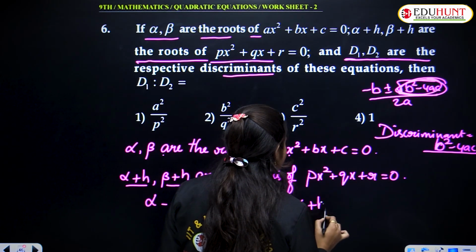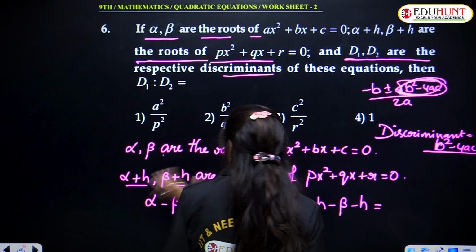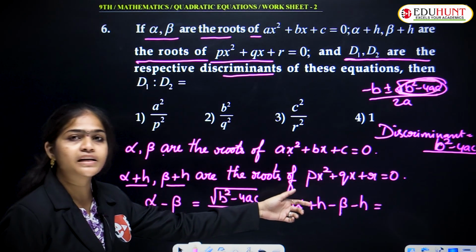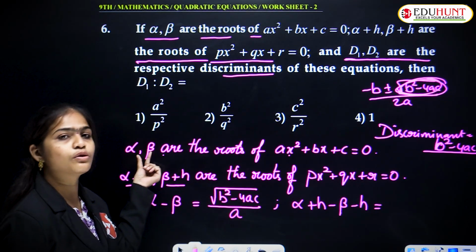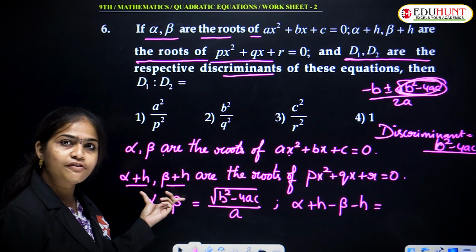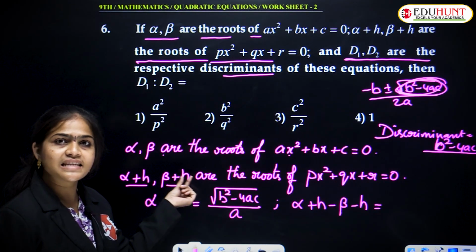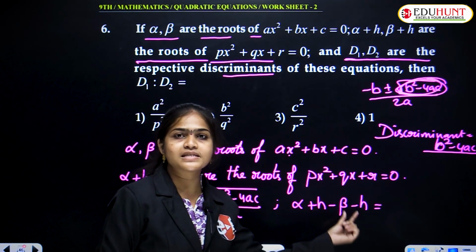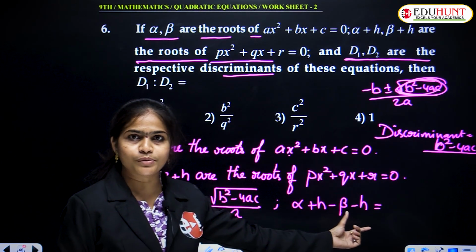So alpha plus h minus beta minus h, which is equal to, here the value is again alpha minus beta, the difference of the roots only. So the difference of the roots means alpha minus beta. Here the difference of the roots means alpha plus h minus beta plus h, so we will get alpha plus h minus beta minus h. So again here also we have to use the same formula only.